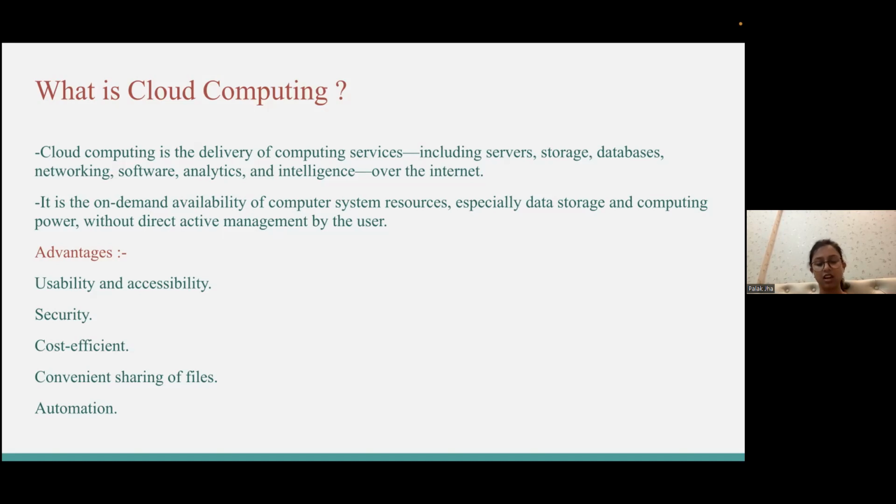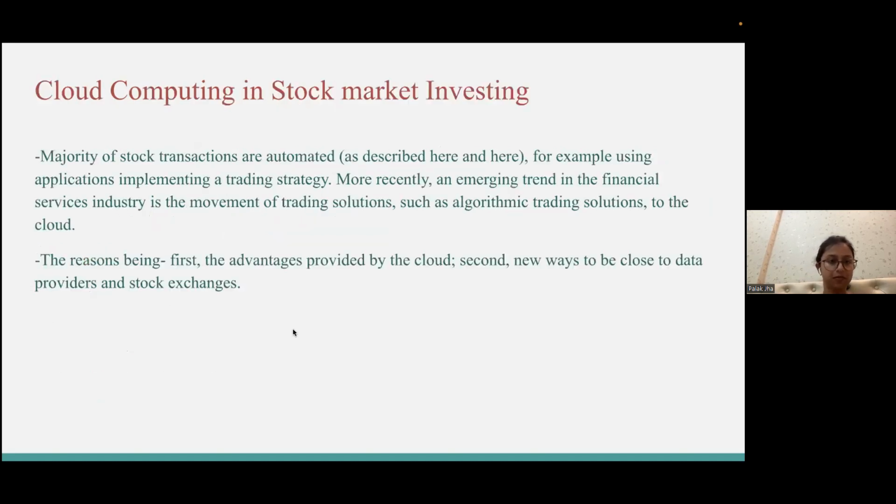Then security: the data stored inside the cloud is highly secured because it uses n number of encryption models. Cost efficient: most of the cloud providing platforms use a pay-as-you-go model, so you pay only for those services that you are going to use. Then convenient sharing of files is also there, automation, and there are many other advantages of cloud over on-premise.